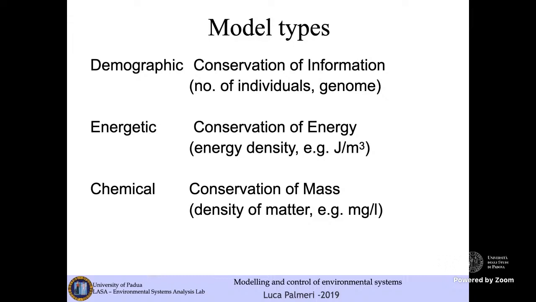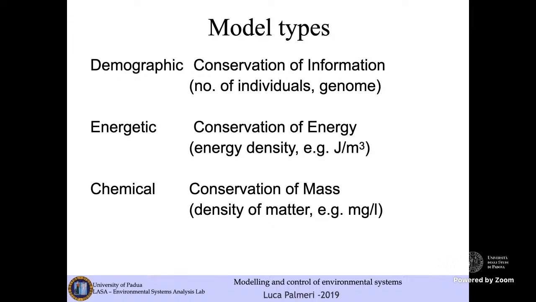While in the case of energetic or chemical models, the conservation principles are, in the first case, the conservation of energy. So typically, the currency of an energetic model may be energy density, for example, joule per cubic meter, while in the case of conservation of mass, the currency of a model is described in terms of density of matter, for example, milligrams per liter.